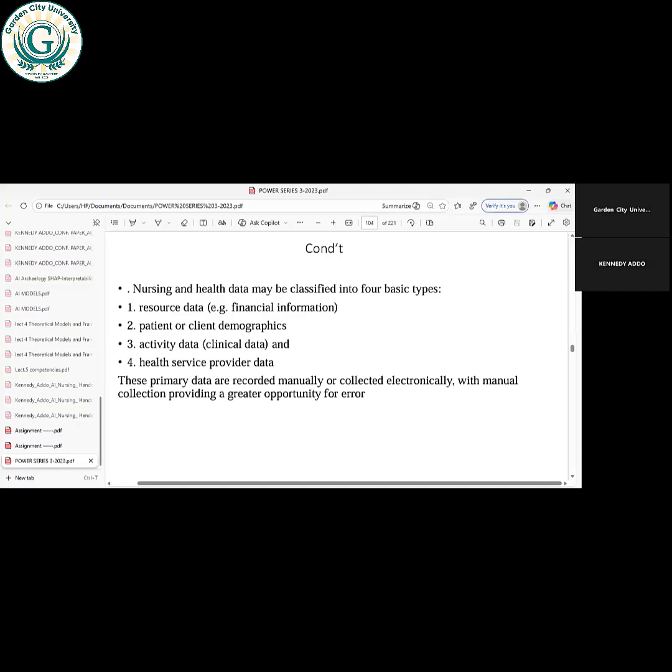First one is resource data. The next one is patient or client demographics. The third one is activity data. The next one is health service provider data. These primary data are recorded manually or collected electronically, with manual collection becoming obsolete in terms of use, and that one is more prone to making errors, right?